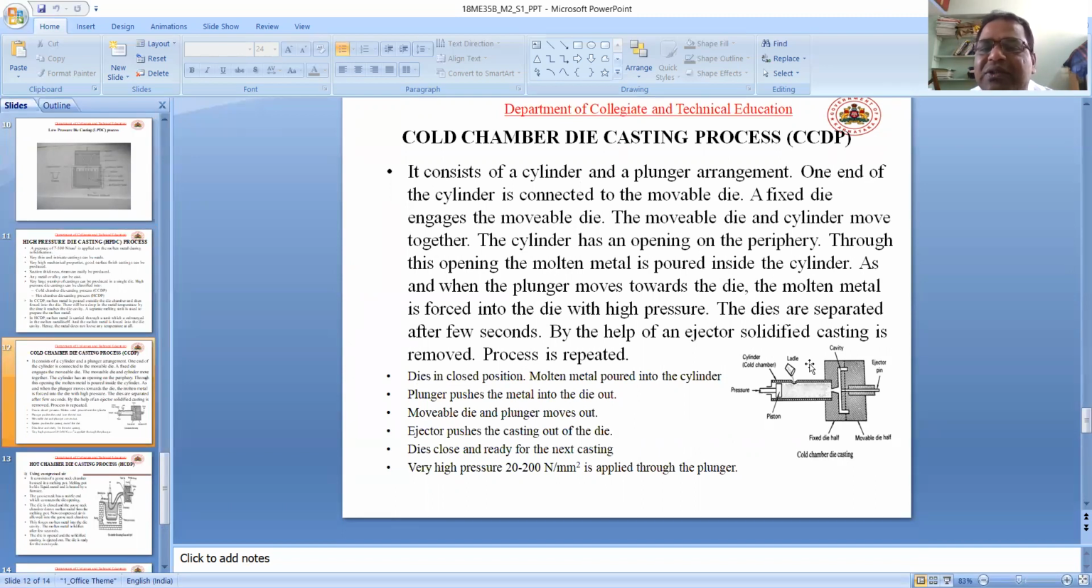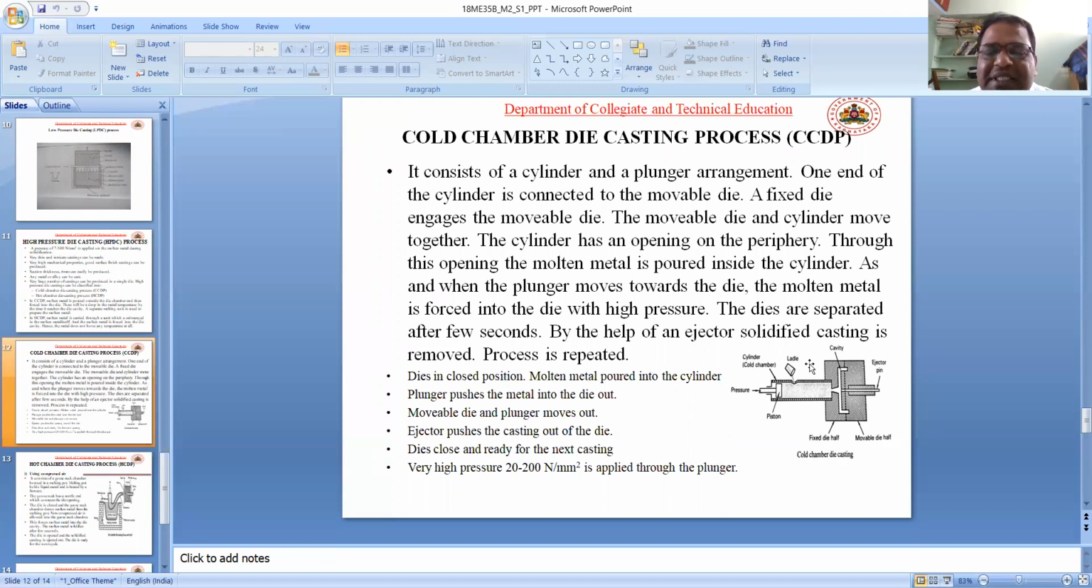The cylinder has an opening on the periphery. Through this opening, molten metal is poured inside the cylinder. As and when the plunger moves towards the die, molten metal is forced into the die with high pressure. The dies are separated after a few seconds with the help of the ejector. The solidified casting is removed. The process is repeated.